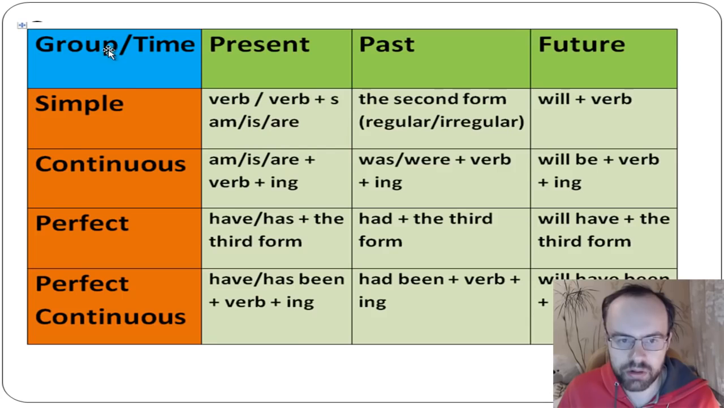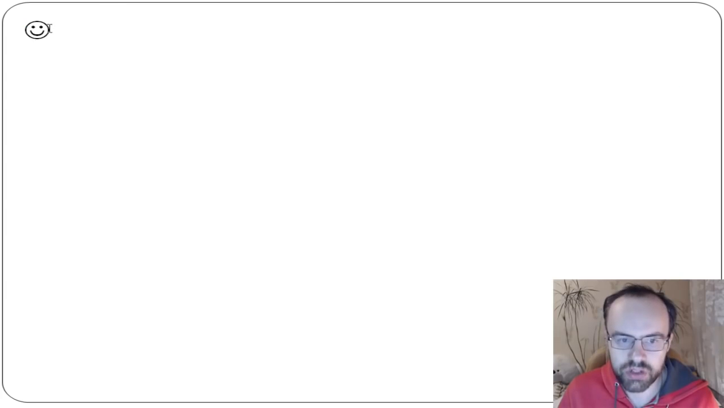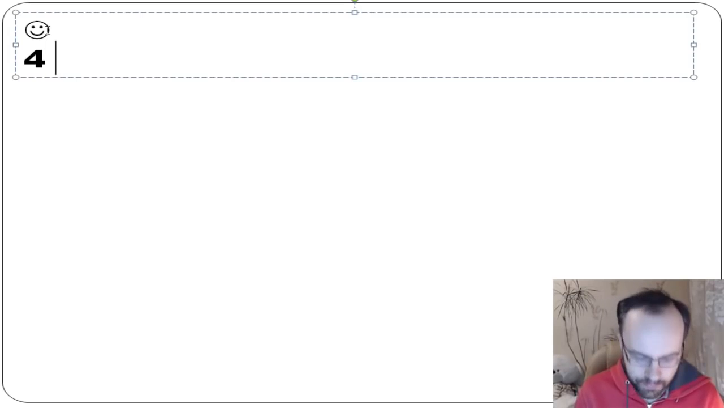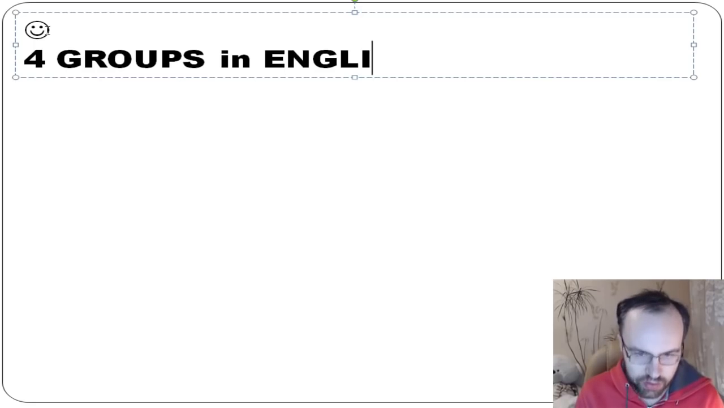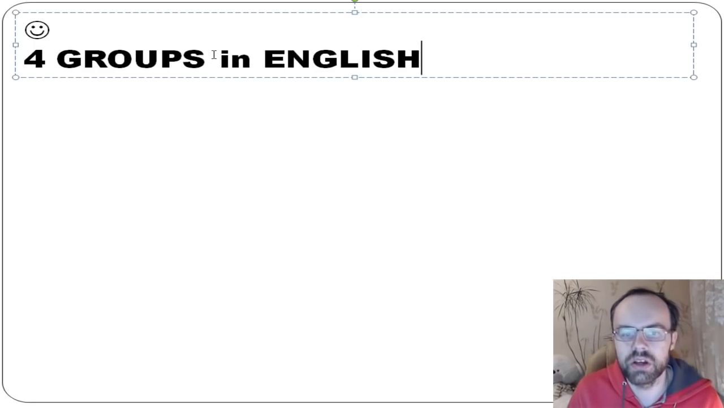So let's look at this table. You see that there are three different times. You see a group below: simple, continuous, perfect, perfect continuous, and time: present, past, and future. Okay. So let's look at the first group. You just need to understand that there are four groups in English.